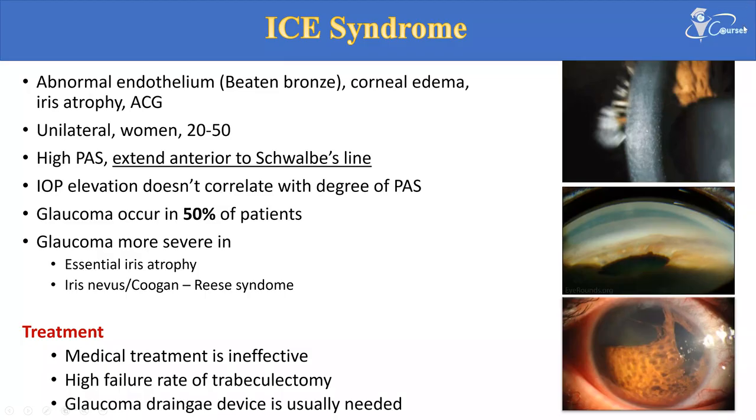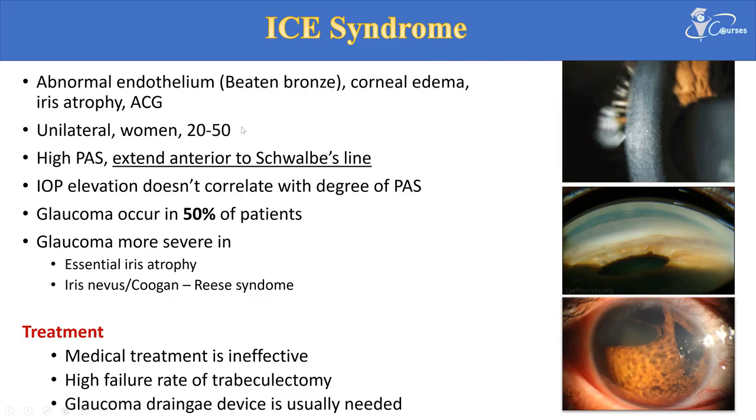So those patients have abnormal endothelium. This abnormal endothelium with beaten bronze appearance will lead to corneal edema, and it is called iridocorneal endothelial syndrome. So the iris will also be affected, resulting in iris atrophy like that, and they also have secondary angle closure glaucoma.